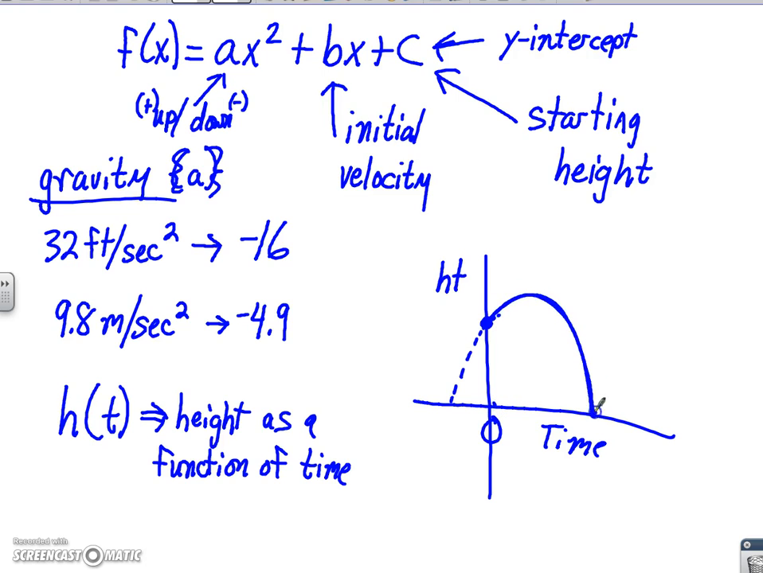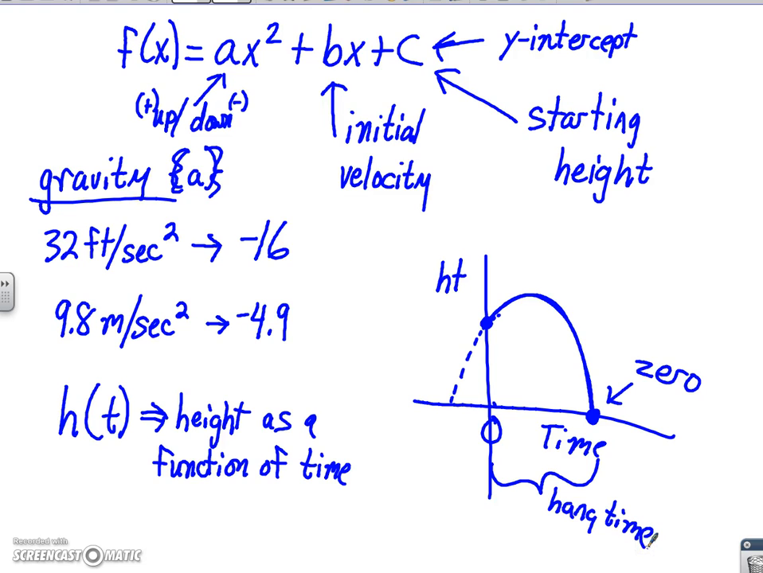This time, whatever this point right here, whatever this 0 is, whatever this root is, should tell us how much time has passed while the object was in the air. So this tells us our hang time. Okay, that's our hang time. That's how much time was in the air.